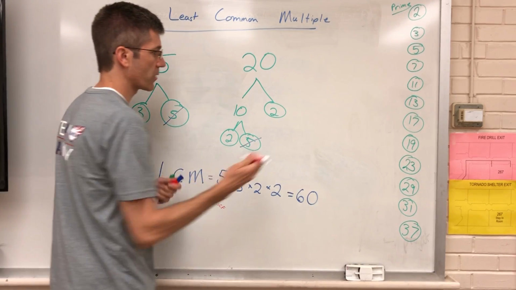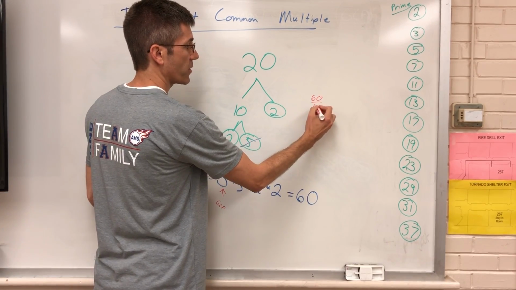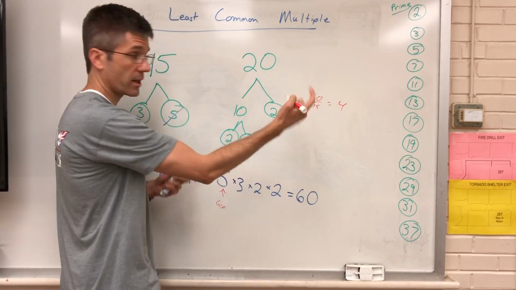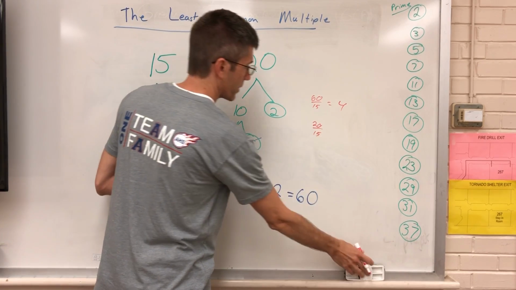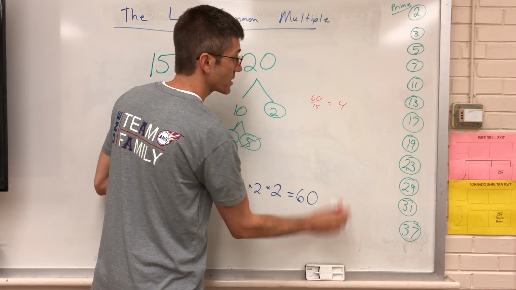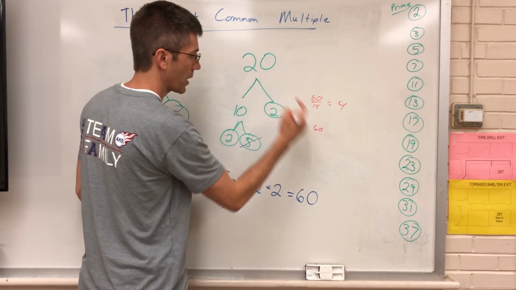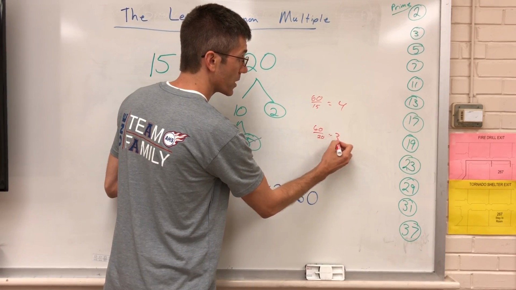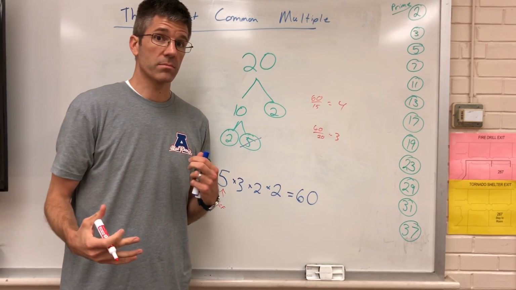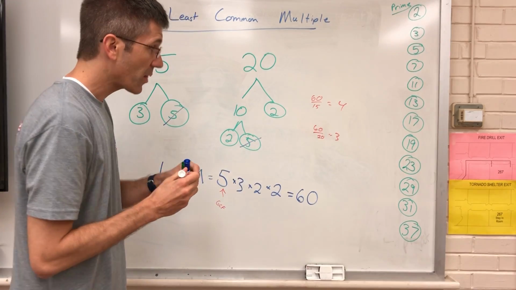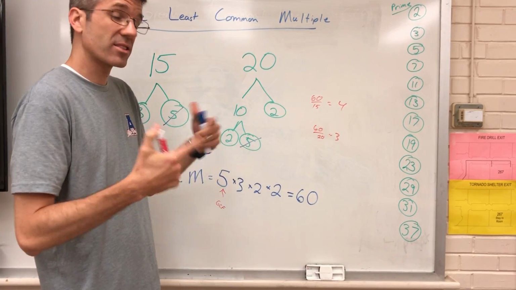So let me write it a different way. If I did 60 divided by 15, I'd get 4, not a decimal. If I did 60 divided by 20, then I'd get 3, also not a decimal. So we're good. We don't have decimals on either one of them. That is the least. That's the smallest thing.